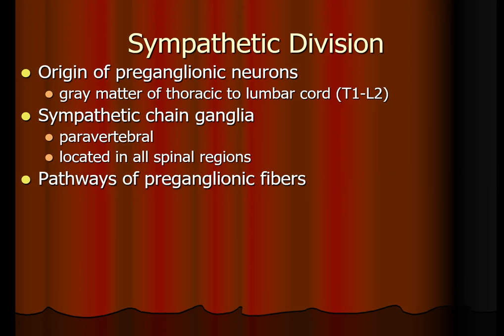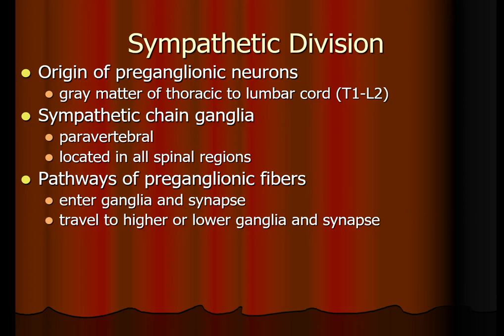Pathways of the preganglionic fibers. So they're going to exit somewhere between T1 and L2. They can enter that chain ganglia and they can synapse on the postganglionic neuron right there. Okay? That's one option. So it's almost like they're going down the highway. They get off on the exit ramp, synapse, and then they're going to get right back on the entrance ramp, back on that highway and follow it to wherever it was going. Okay? That's one option. They can enter the chain ganglia, travel higher or lower segments, and synapse there.